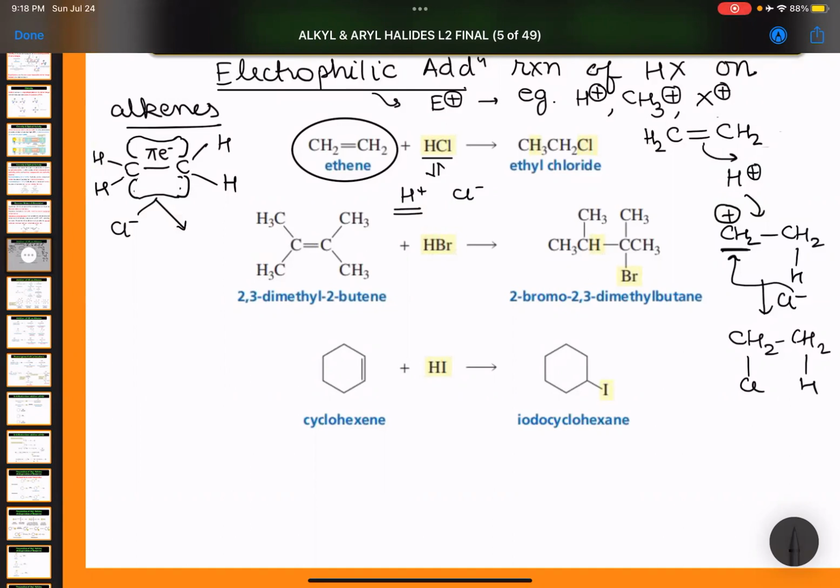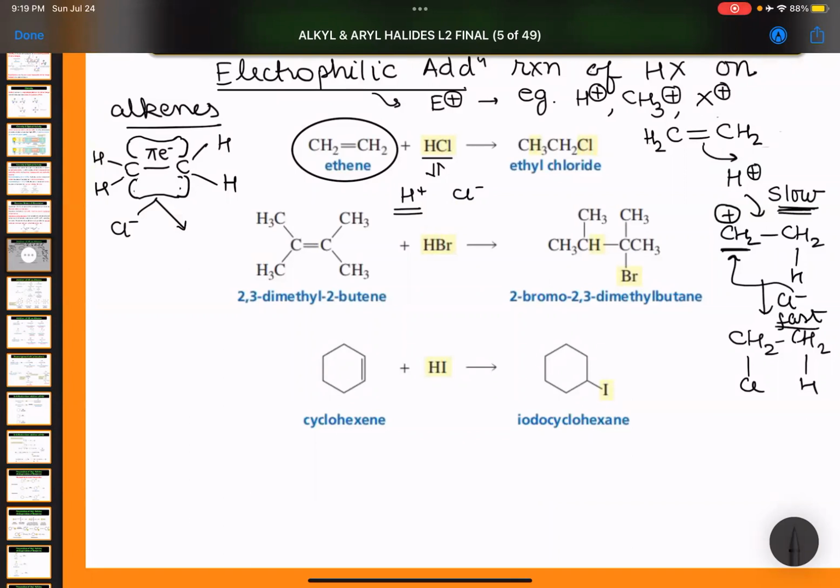So this step is the slow step. Remember this. A lot of questions come from here. The slow step is the attack of the electrophile, the attack of H plus, which leads to the formation of the carbocation intermediate. The more stable a carbocation is, the faster the reaction is going to be. The more stable the carbocation, the more quickly the reaction is going to happen. Clear? This step is the RDS. And this is the fast step, you can write.